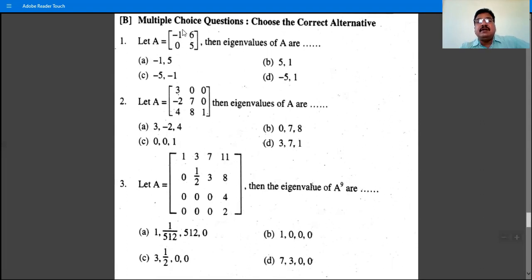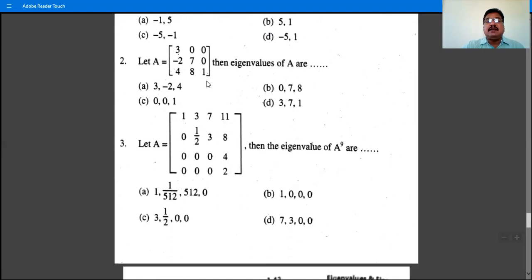So this is the upper triangular matrix. And so what are the eigenvalues of this matrix? Its diagonal is -1, 5. So -1, 5 is the correct answer for the eigenvalues of A. Without calculation, we can say eigenvalues are -1 and 5. This is a lower triangular matrix again, and so eigenvalues are 3, 7, 1. So 3, 7, 1 is the correct answer.